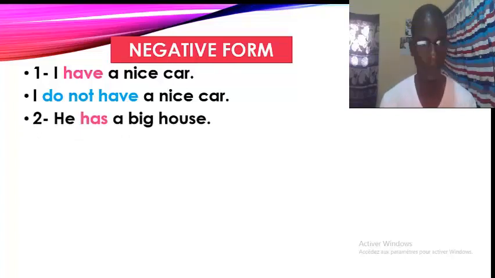Sentence number 2. He has a big house. Il a une grande maison. He has a big house. Donc ici has, il est auxiliaire ou bien il est verbe ordinaire.